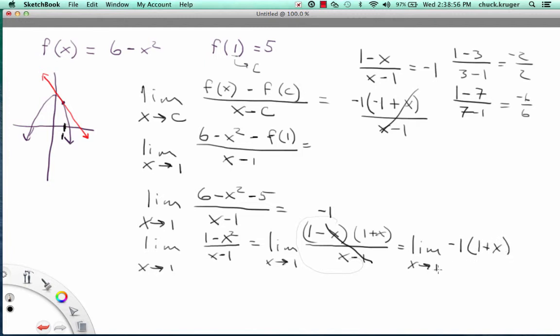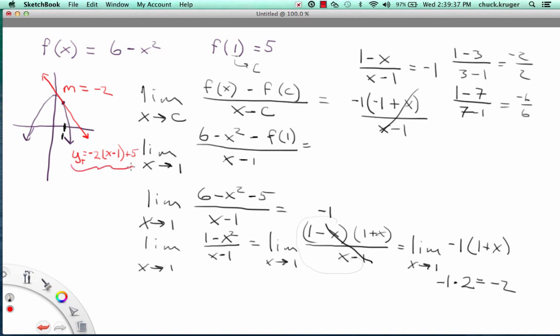Now I can substitute 1 into here, and I'll have a negative 1 times 1 plus 1, which is 2, and I get a negative 2. So my derivative is a negative 2. The slope of my tangent line is a negative 2. The slope of this red line right here is a negative 2. The equation of this tangent line, which I'm going to write y sub t, is going to be a negative 2 times x minus 1 plus 5.